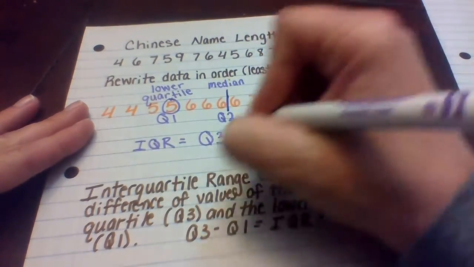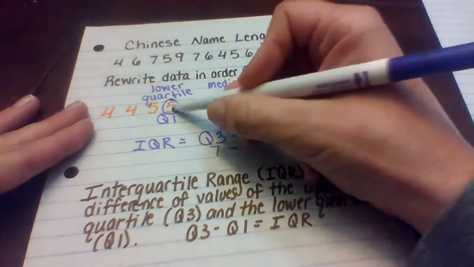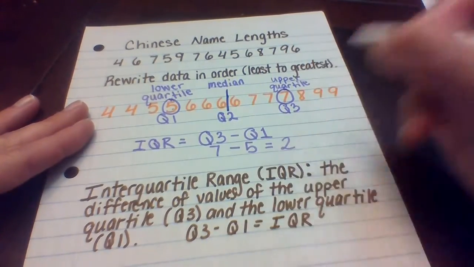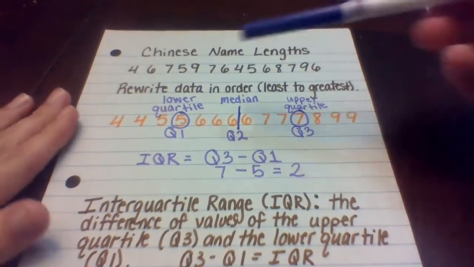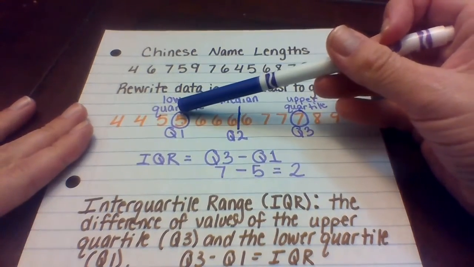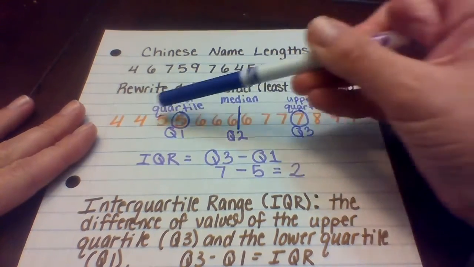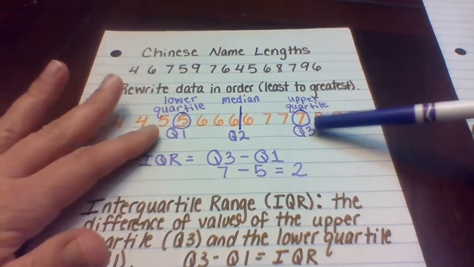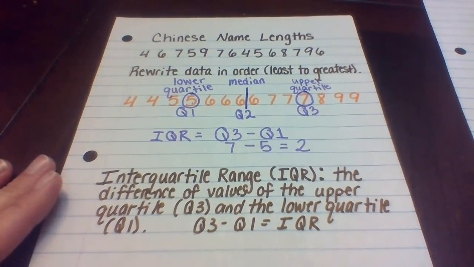So that means I'm taking 7 from my quartile 3, and 5 is my quartile 1, and that gives me an answer of 2. So my IQR, my interquartile range, is 2. That just tells me that the difference between my lower quartile and my upper quartile is 2. There's a range of 2 between my data and my quartiles here. Okay? So that is interquartile range.